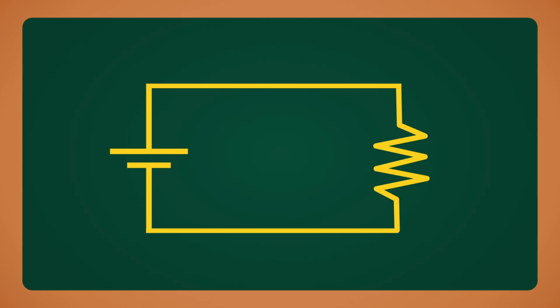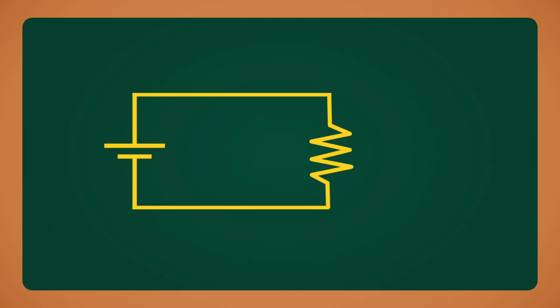Here is a simple circuit. It consists of a voltage source, in this case a battery connected with 2 wires to a resistor. If you remember, this is the electrical symbol for a battery. This is the electrical symbol for a resistor. In this circuit, current flows out of the battery through the resistor and back to the battery.